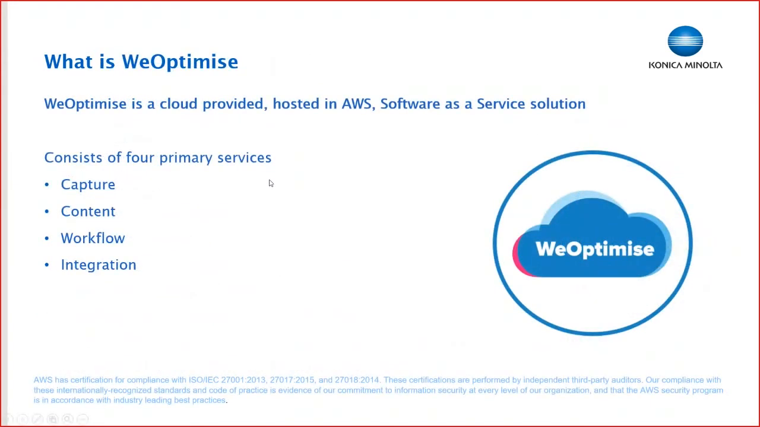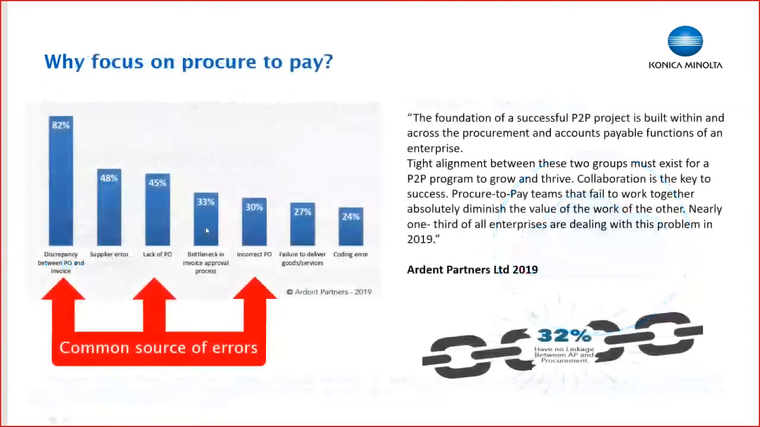Okay, so what effectively is we optimize? Well, it's an AWS hosted cloud provided software as a service platform, and it consists of 4 primary services: capture, content, workflow, and integration. So it's fairly simple, and we can tailor and bespoke elements of this to suit your needs better. So it's all about the customer, it's all about you guys. But in this demonstration, we're focusing on procure-to-pay.